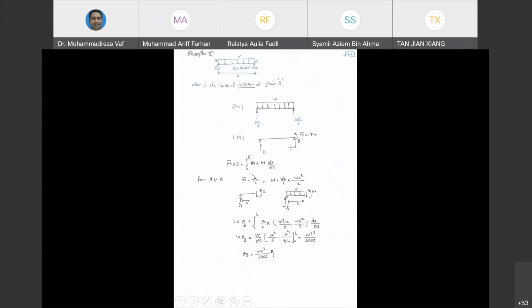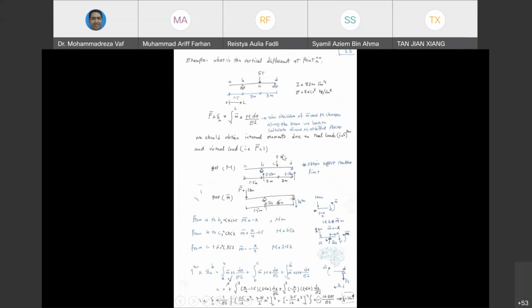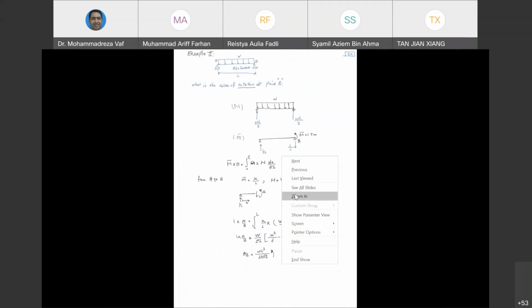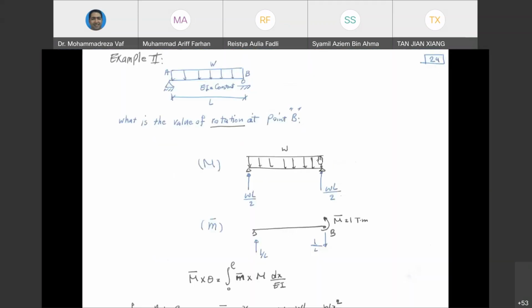Let's go to the next slide. Here I have another example for you, but this time we have done calculations for rotation. So in this example, you can see we have a simply supported beam with a length of L, and we are interested to know how much is the rotation at point B due to a uniform load of W. So we want to calculate the rotation.